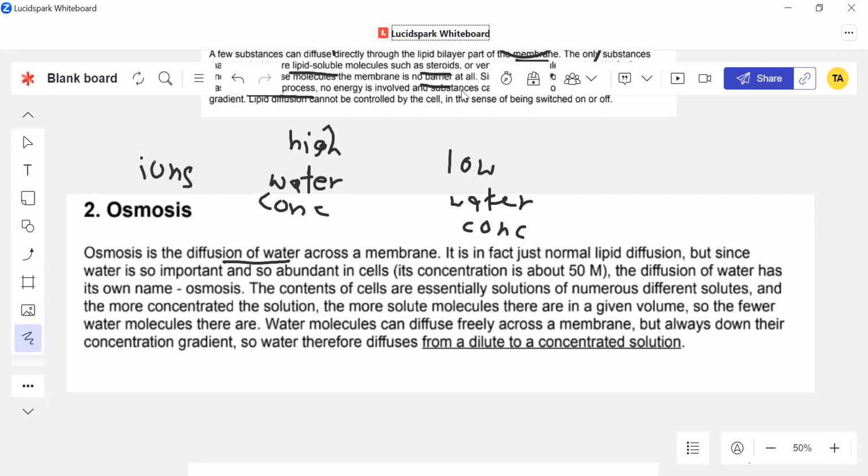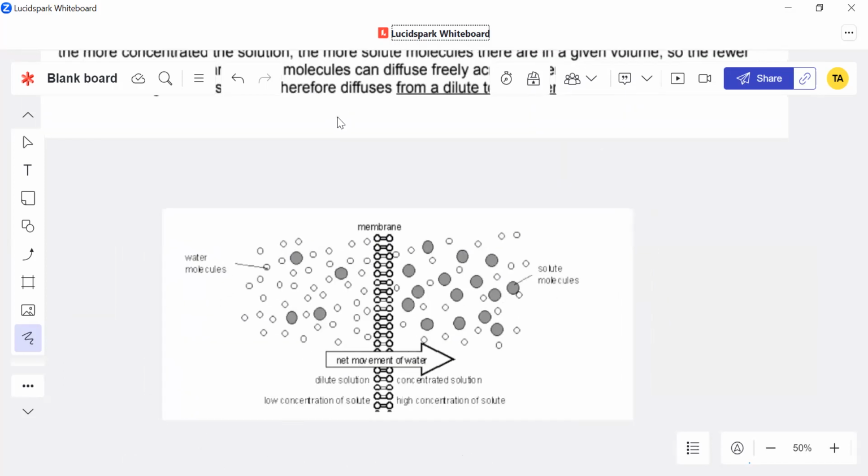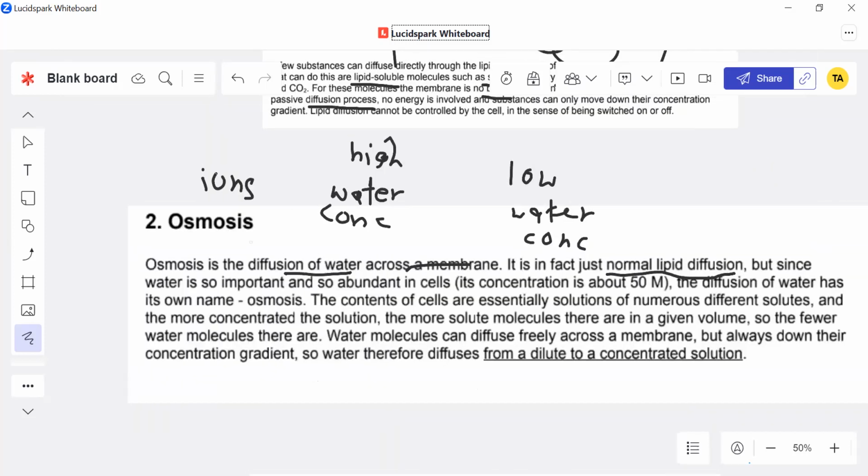Osmosis is the diffusion of water across a membrane. It is in fact just like normal lipid diffusion. So this is an example of osmosis. When there is a low concentration of water, when there are fewer water molecules present outside the membrane, the water molecules would diffuse across the membrane so that you get a higher concentration of water molecules inside. So remember, water molecules will move from high water concentration to low water concentration.